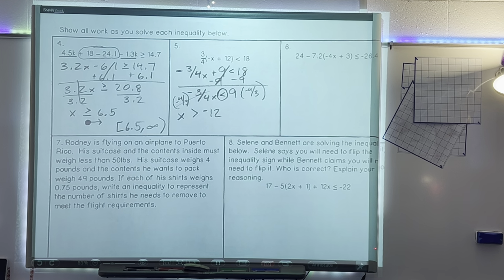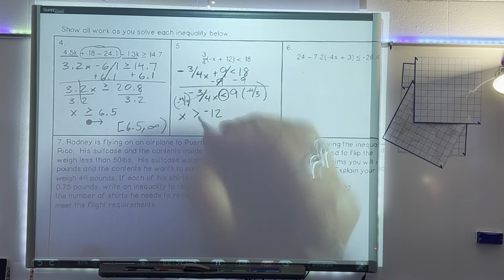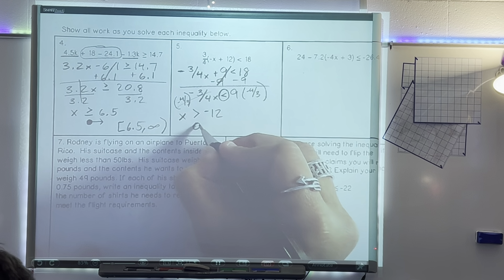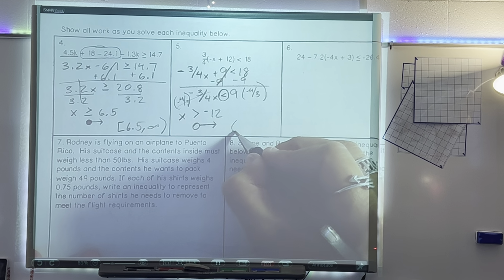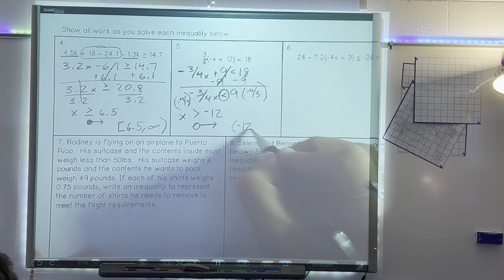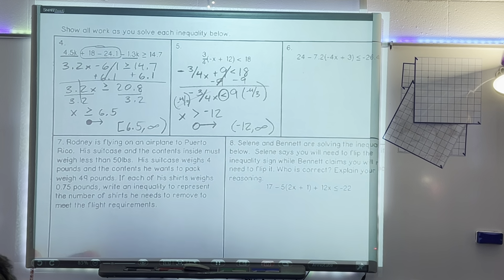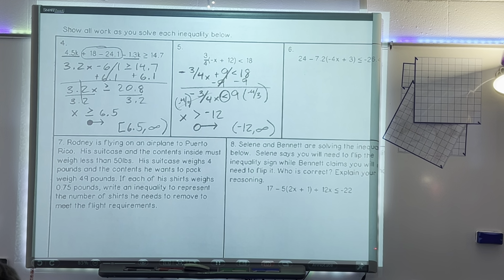Alright, so if I'm sketching it, what's it looking like? Open. Open, going to the right. Interval notation. Parentheses, negative 12, infinity. To me, the little sketch helps me write the interval, even if there's not a number line, that helps me see it. I'm super visual, so that helps me.